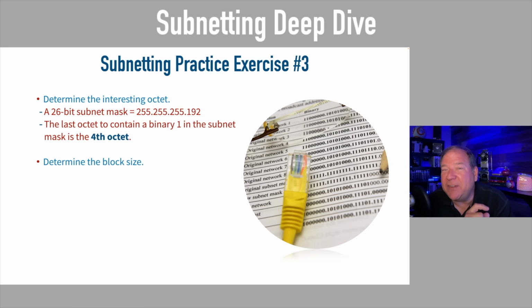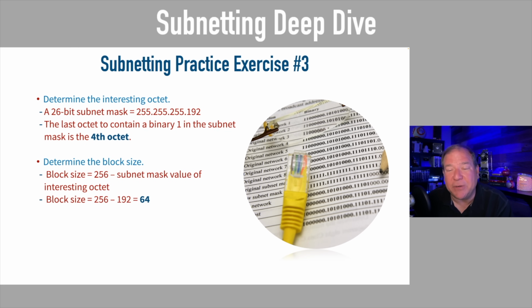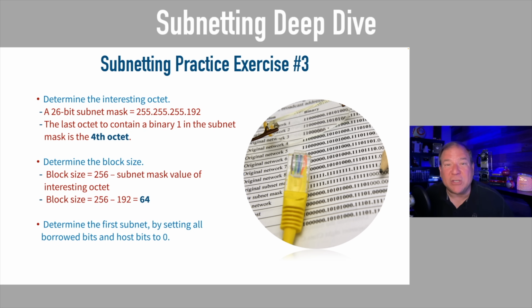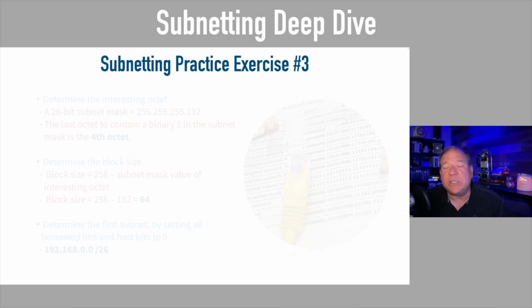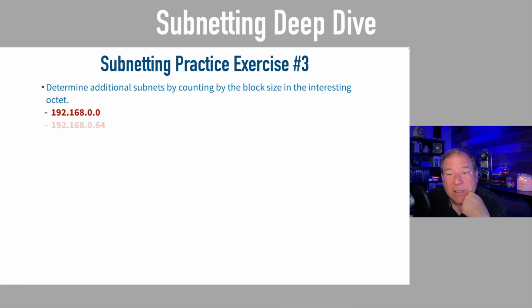What's the block size? Well, it's going to be 256 minus whatever the subnet value is in the interesting octet. So what is the subnet value in octet 4? 192. What is 256 minus 192? 64. That's our block size. So starting at 0, we're going to start counting by 64 in octet number 4. Right now we set everything to 0 to start with. So it's 192.168.0.0/26, and then we start counting by 64 in the 4th octet.